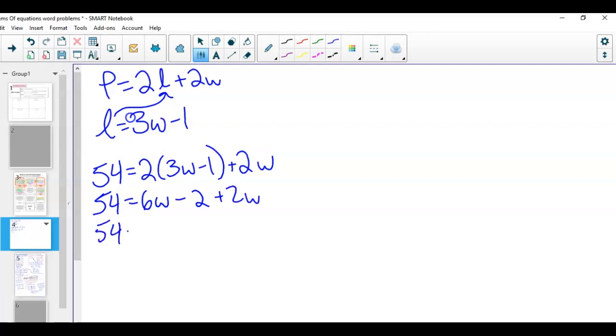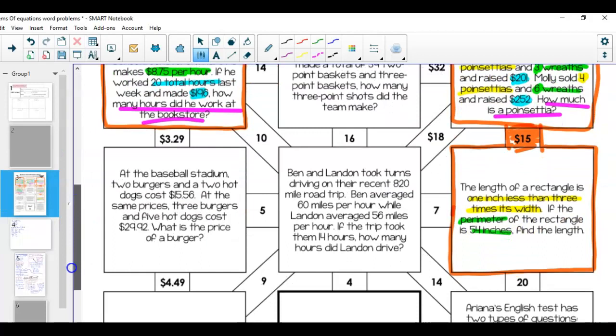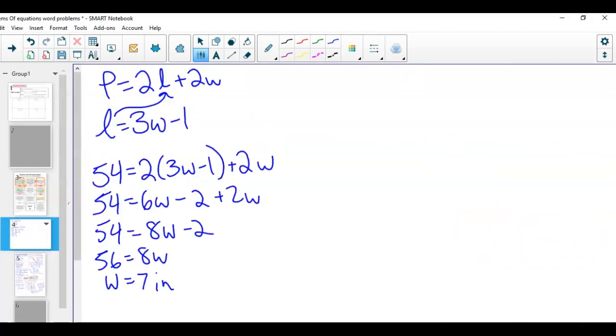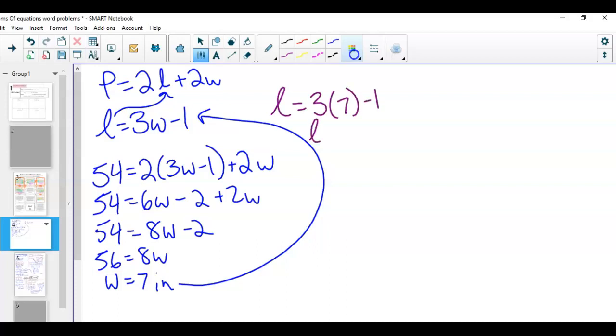Right here, I can keep combining my like terms. Solve. So W equals 7 inches. However, that is not what they asked us to find. They asked us to find the length, not the width. So because of that, we are going to put 7 back into L. I'm sorry, that's W. And figure out what that is. So our L here equals 20 inches.